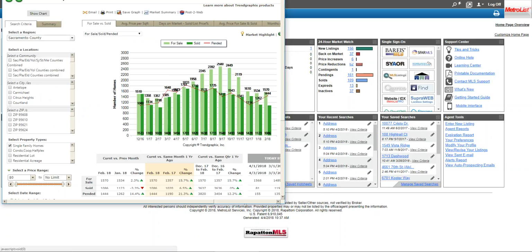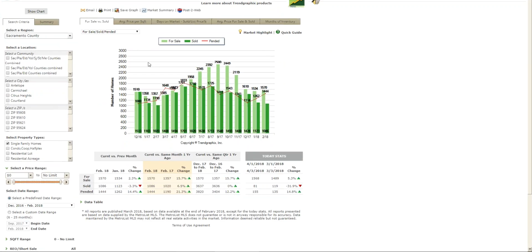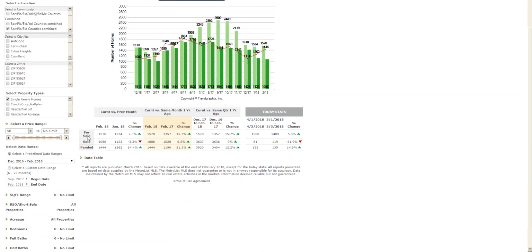And then once you're in the Trends report, let me go down here and open this up. You're going to see data for Sacramento County. And one thing I do is I go in and I select Sacramento, Placer, and El Dorado counties so we can really dive into the Tri-County area. Then I'm going to look at single family homes.